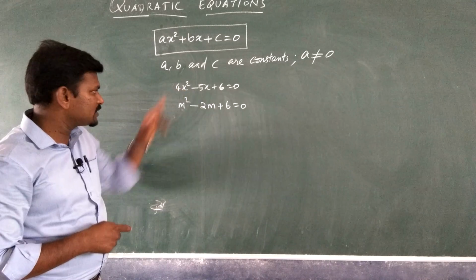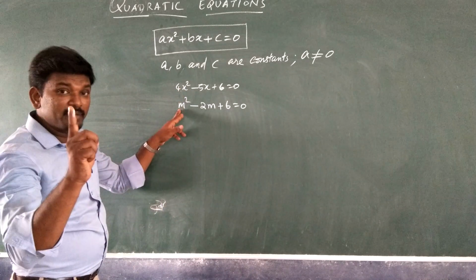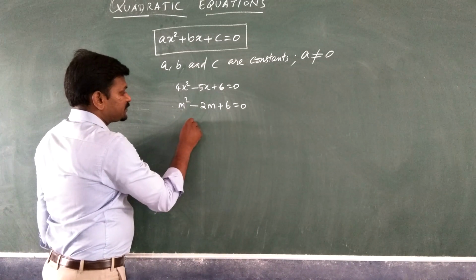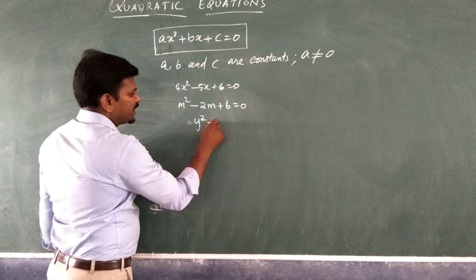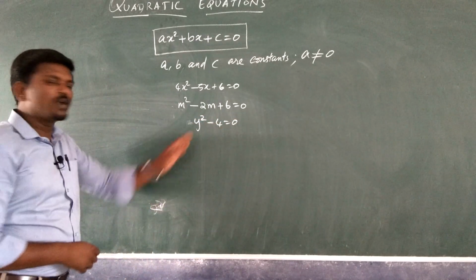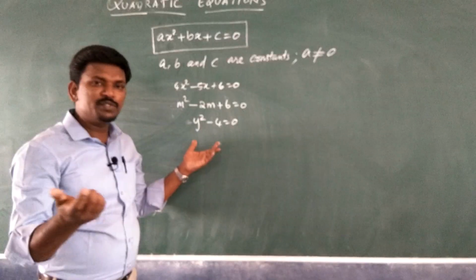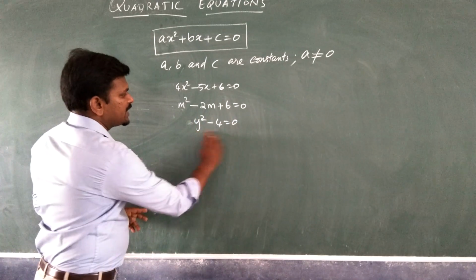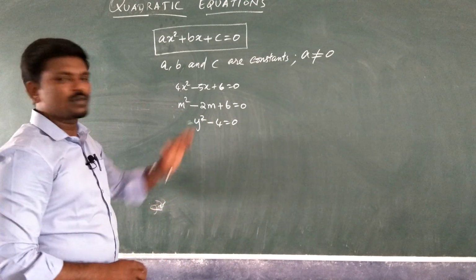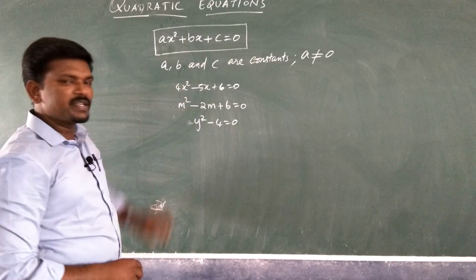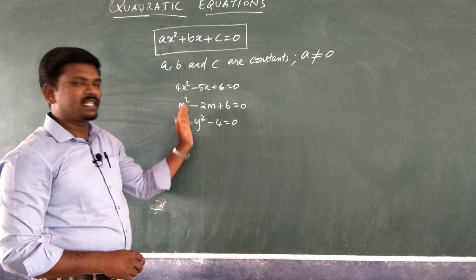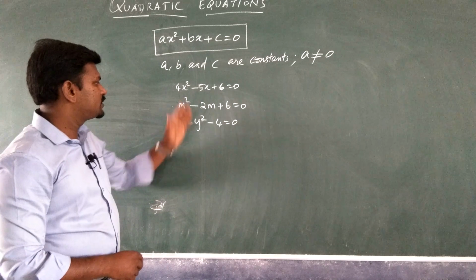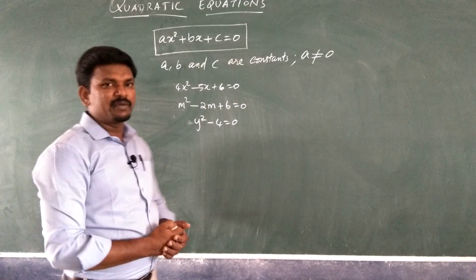Here there are 4x square, so a is equal to 4. Here only 1 m square, so a is equal to 1. So I will write another example. y square minus 4 is equal to 0. Is this a quadratic equation? Here there is y square, there is no y term. Whether y is there or not, the degree of this equation is 2. So this is a quadratic equation, x square, m square, y square. So the highest power of the variable, the degree of the equation, is 2, then it is called a quadratic equation.